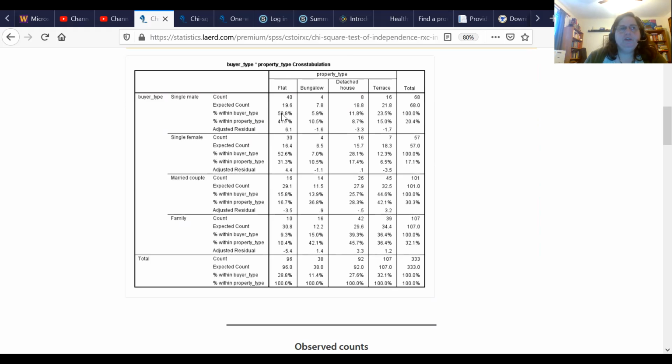So if you look at percent within buyer type, this plus this plus this plus this equals 100. If you look at percent within property type, this plus this plus this plus this equals 100. Okay, so the 41.7 plus the 31.3 plus the 16.7 plus the 10.4 gives you 100%. Okay, so that's what they mean by the column percent and the row percent. All right.